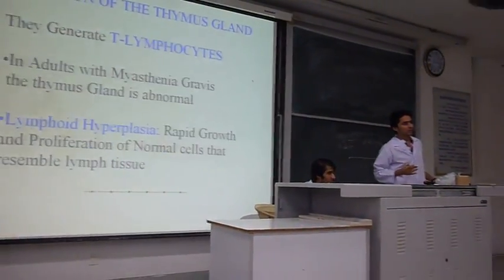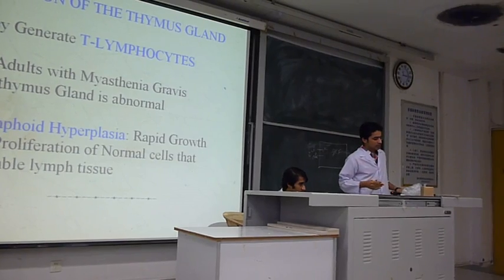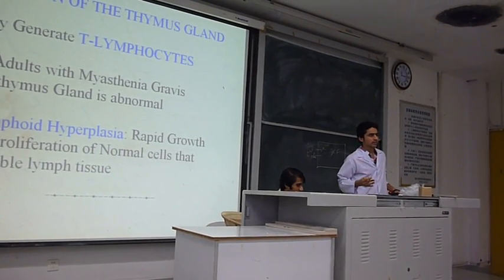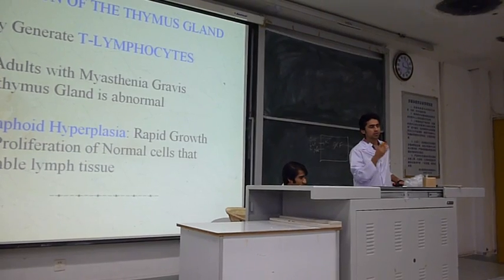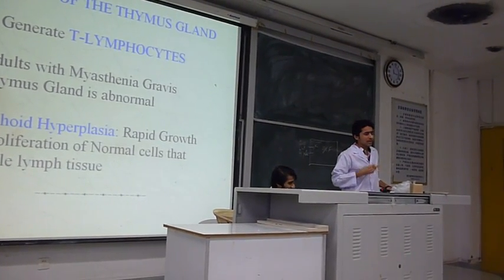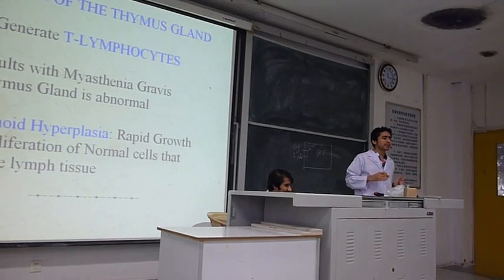The thymus gland is one of the major glands of the immune system, as we learned last lecture in histology. The thymus gland plays a role in myasthenia gravis, as it is responsible for producing the antibody which interferes with neuromuscular transmission. The function of the thymus gland is to generate mature T lymphocytes.